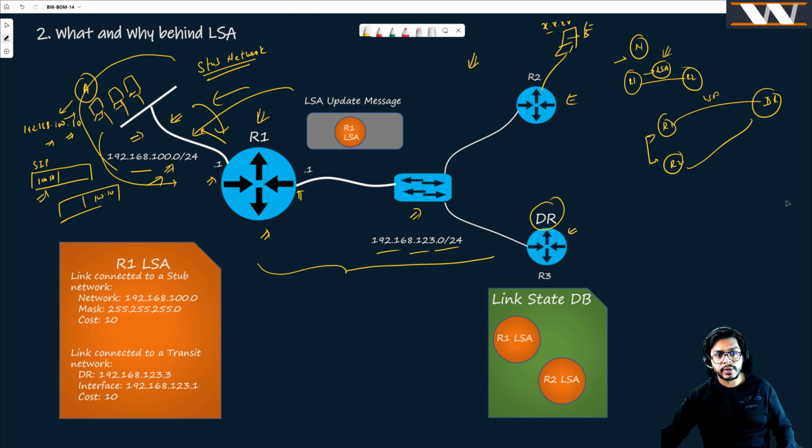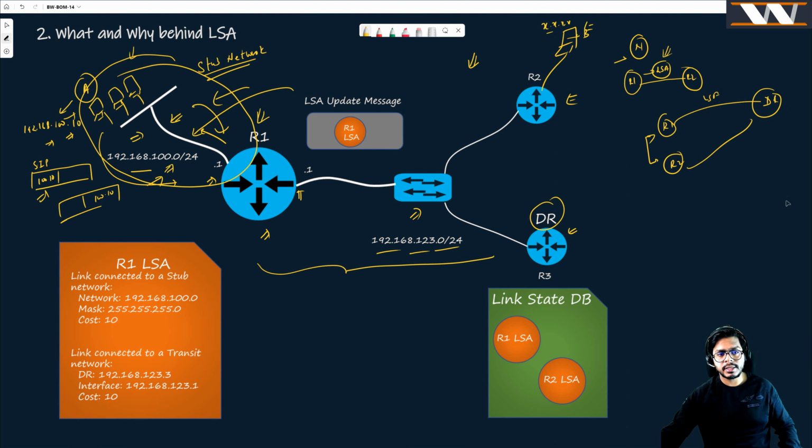So this network, whatever we have, is actually your stub network, right? Because it is not transiting. What is the meaning of transiting? The meaning of transiting is that the packet coming inside is going to have the source IP address here or the destination. It means the packet is going to end here or originate from here. It is as simple as that.